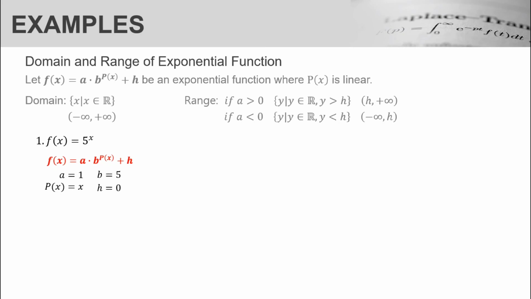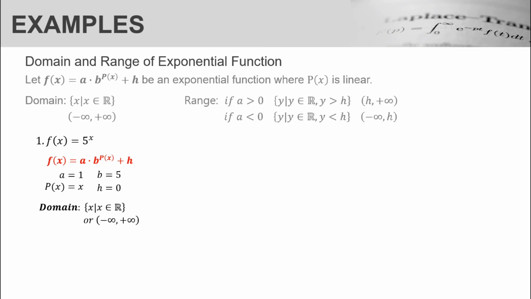Since we already have the values, let us now find the domain and range. The function f of x is equal to 5 raised to x is defined for all real numbers. So the domain of the function is the set of real numbers. So we have the domain is the set of x values such that x is a real number. And to write this in interval notation, we have negative infinity up to positive infinity. So take note of that.